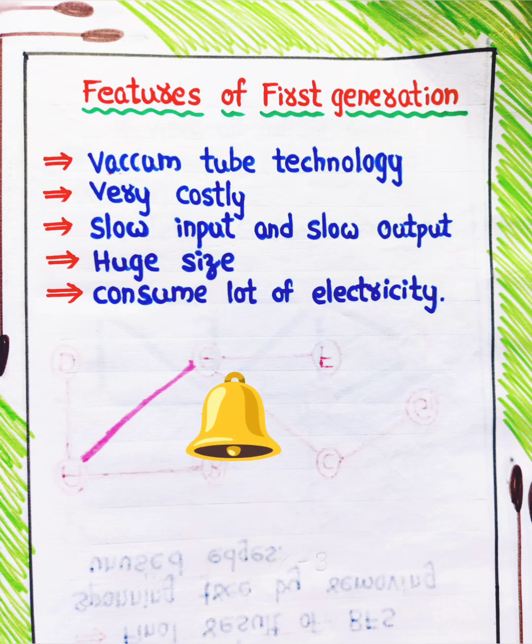Features of first generation: vacuum tube technology, very costly, slow input and slow output, huge size, consume lot of electricity. These are some features of first generation.